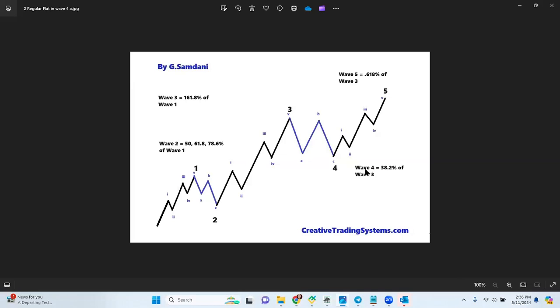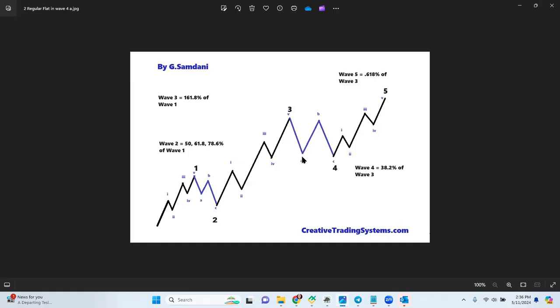So flat correction is around 38%, and it's a sideways correction, ranging conditions, A equal to B equal to C almost. Sometimes B is bigger than A or C is bigger than A, something like that, right? So these are the variations that we were talking about.